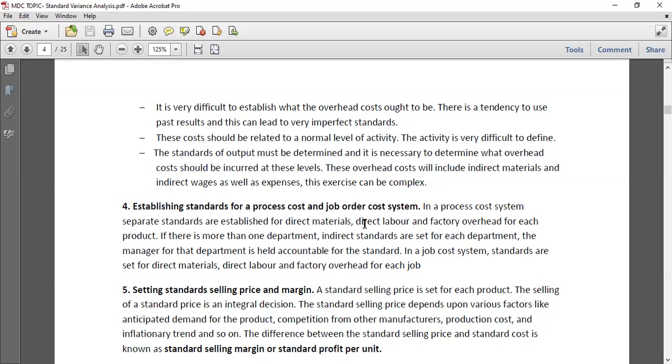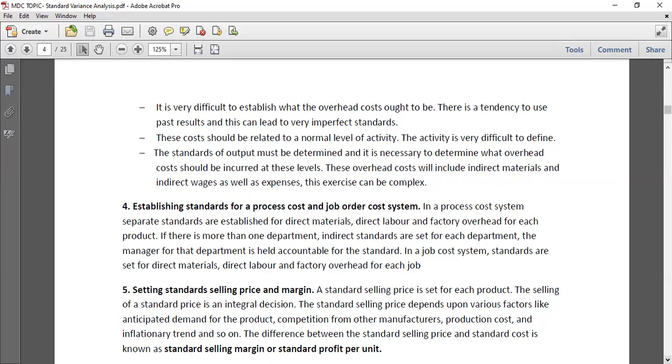Now, also, when it comes to the job cost system, we are saying that each job should have standards set for direct materials, direct labor, and then the factory overheads as well. Okay, so you make sure that you have different standards for each job, as well as knowing that if it's a process cost system, you have separate standards set for the direct cost elements. And if there's more than one department, then you make sure that you also have different direct standards set for each of the departments.